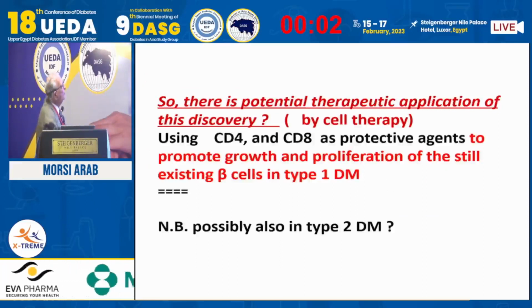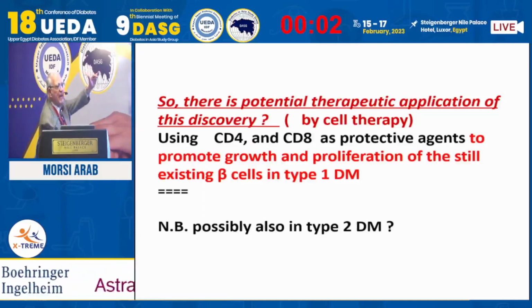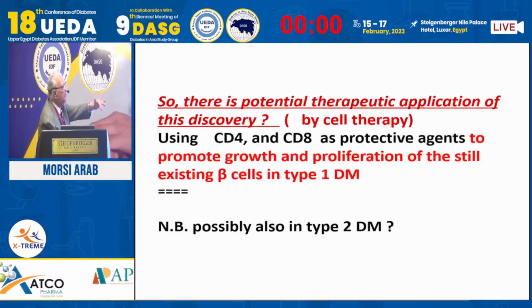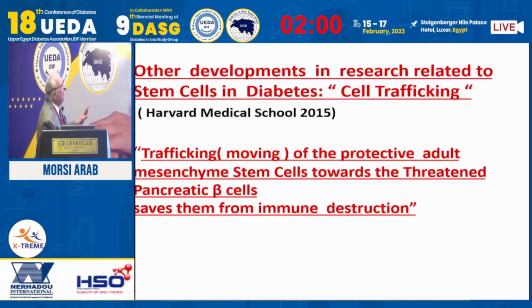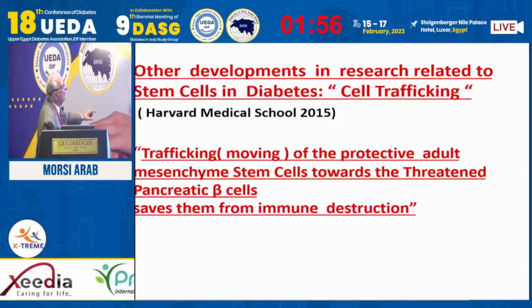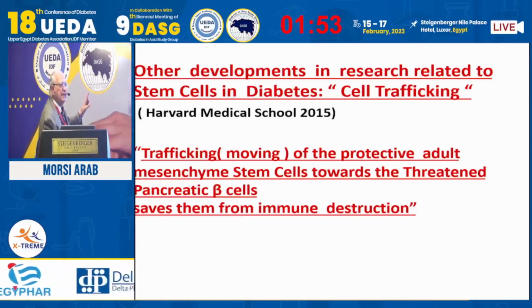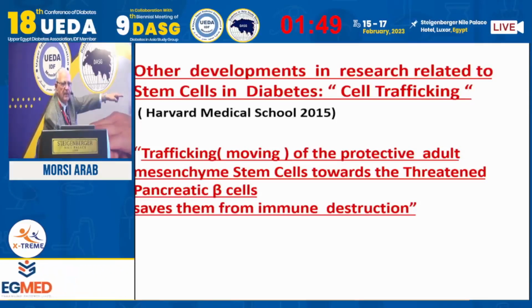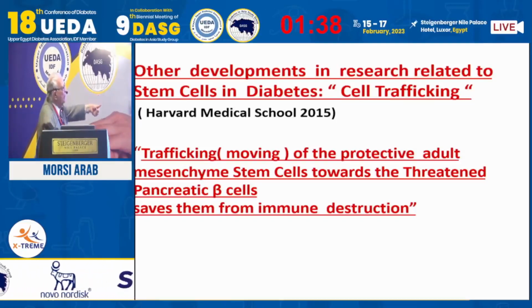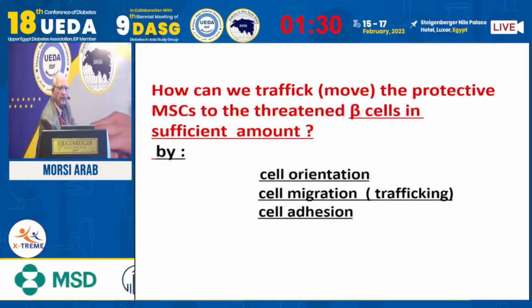But in order to use these angels, to send them to the place where they can save the threatened beta cells, you have to go through another process which is complicated, which we call trafficking. Other developments in the research were about trafficking, sending the angels to the place where they do the rescue process. This trafficking, that's moving the protective adult mesenchymal cells to the threatened pancreatic cells, saves them from immune destruction, which means that this trafficking process has to go through 3 processes.